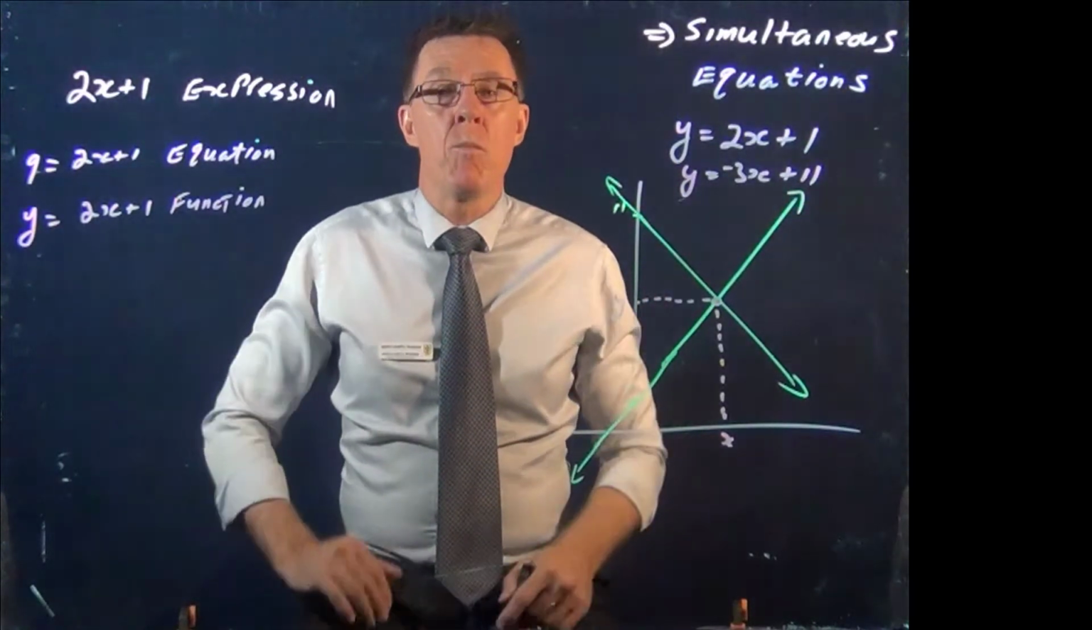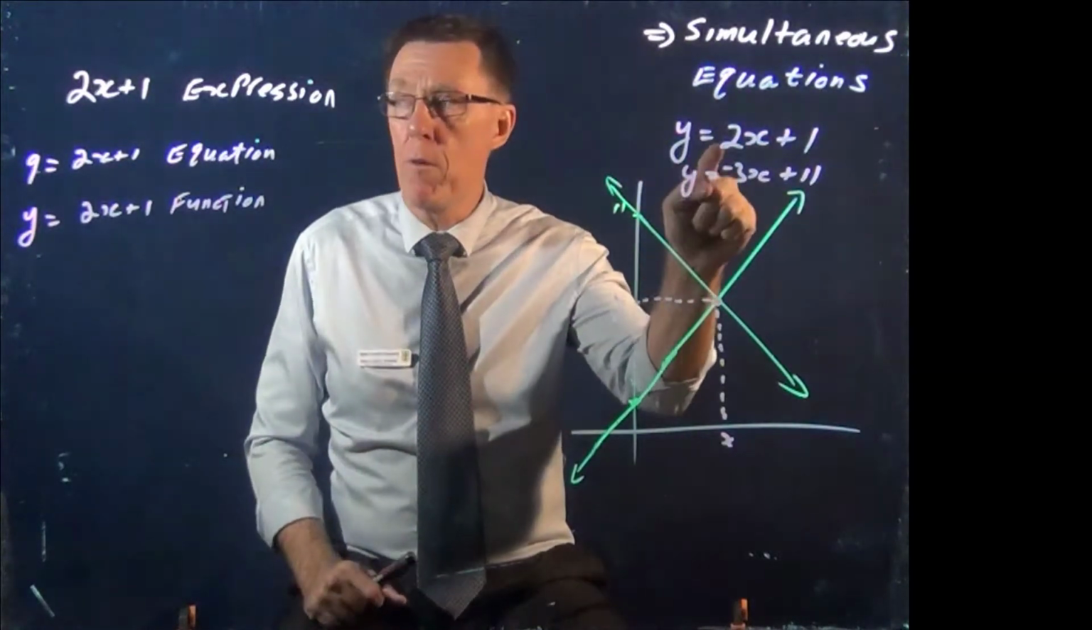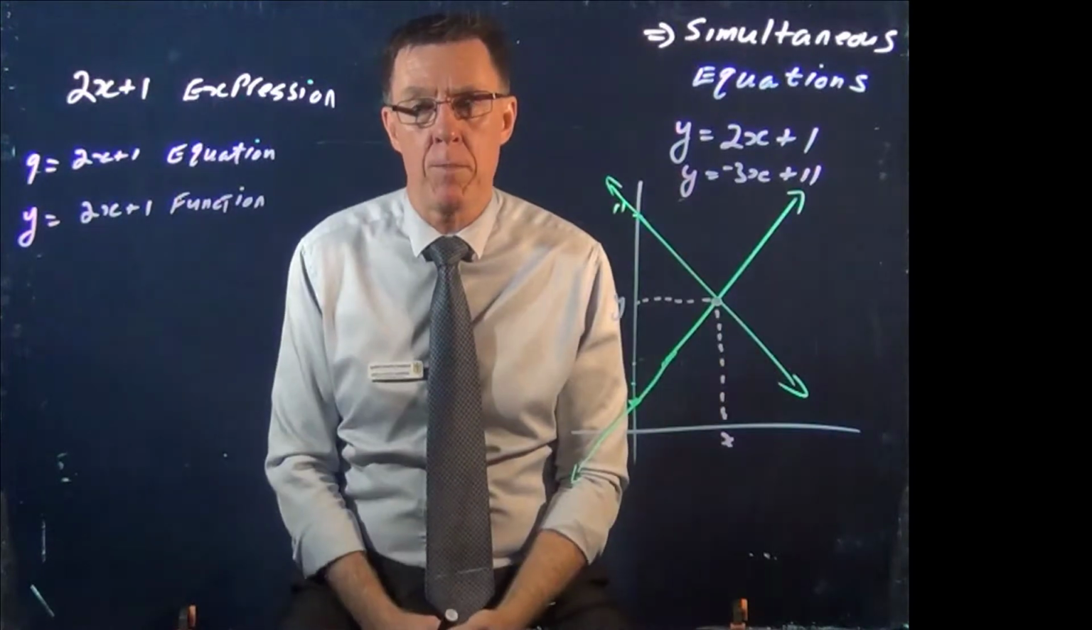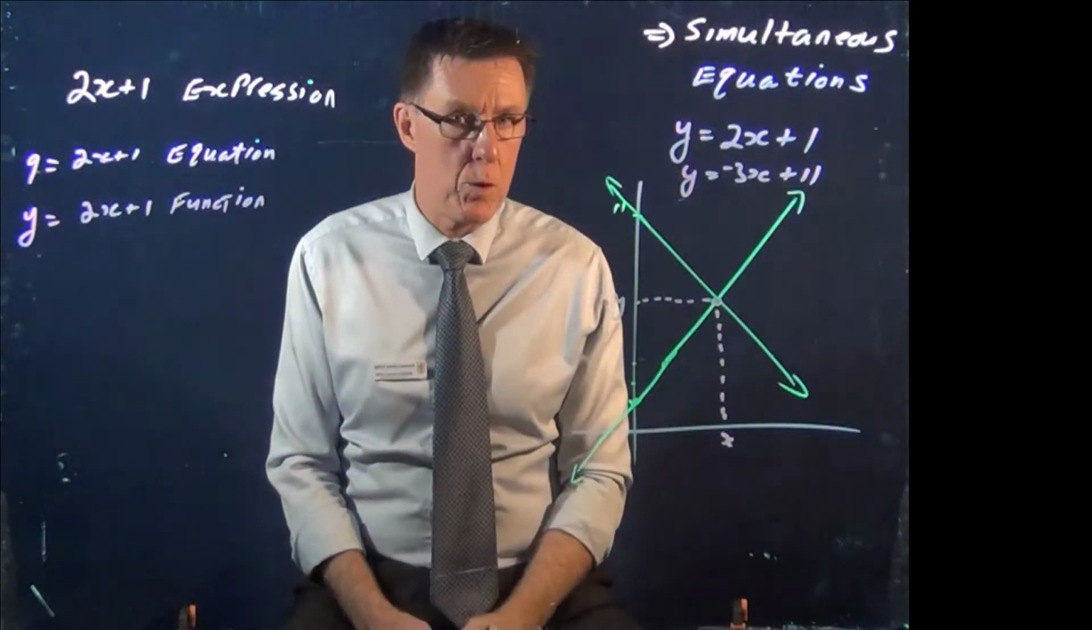Some other ways that we're going to do it. One is called the elimination method. So one of the unknown values we will eliminate so it's no longer present. And there's one called substitution. I just want to talk about substitution first.